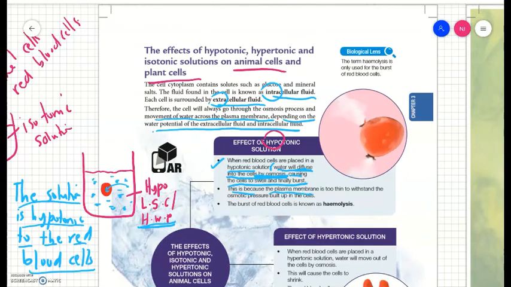Because the plasma membrane is too thin to withstand the osmotic pressure built up in the cell. Macam kita assume balon lah, balon yang nipis, bila kita masuk pop, sebab dia ada osmotic pressure. And the burst of red blood cells is known as hemolysis. And you can see here the term hemolysis is only used for the burst of red blood cell.